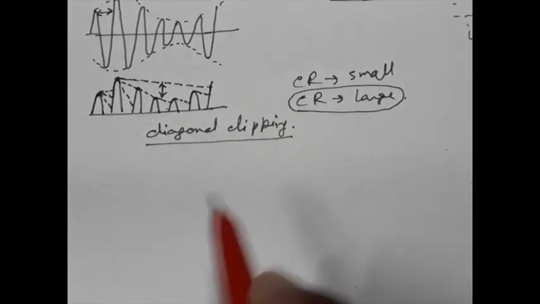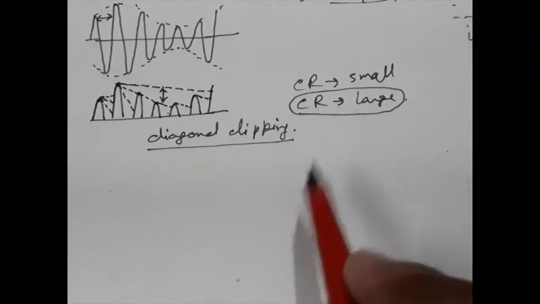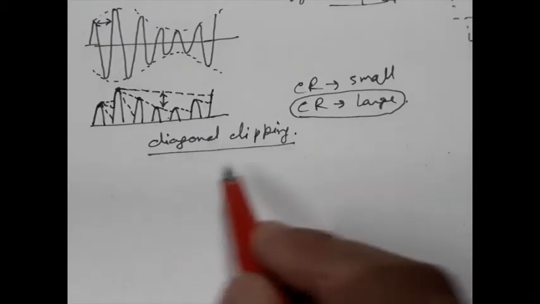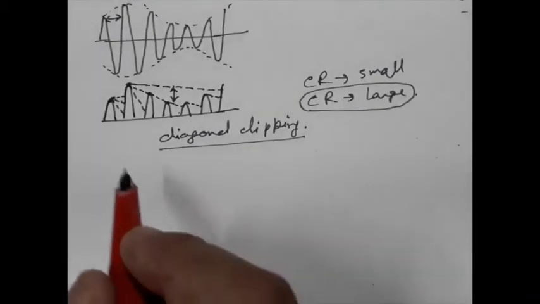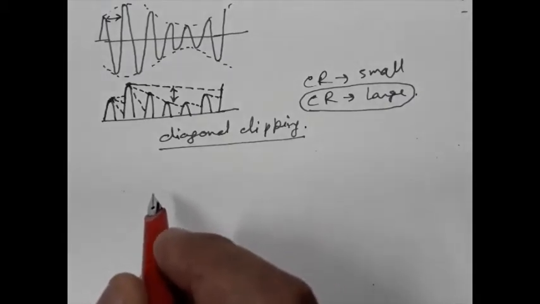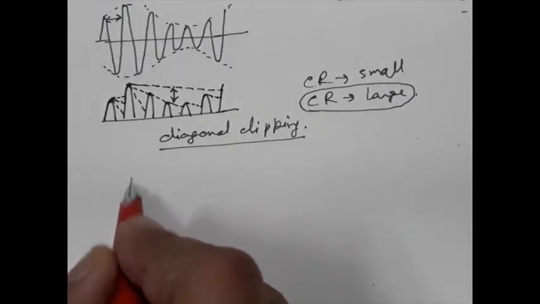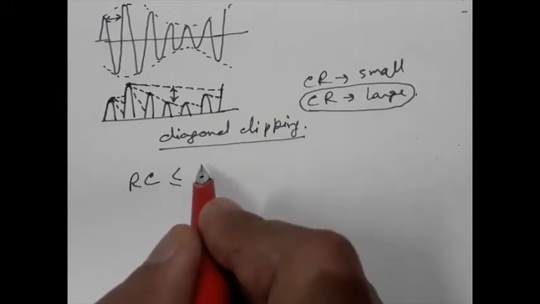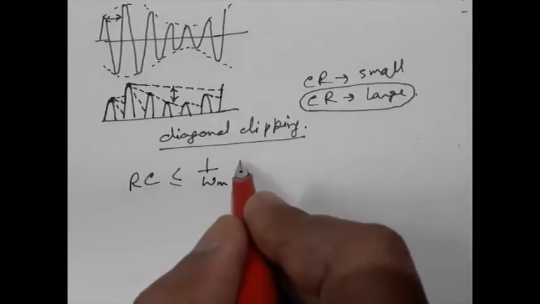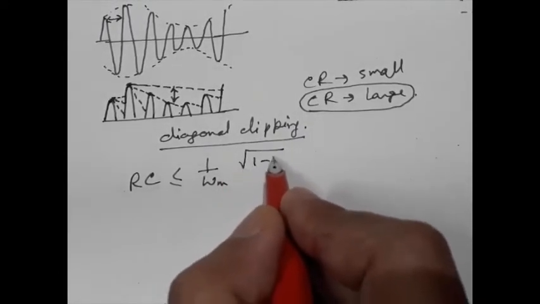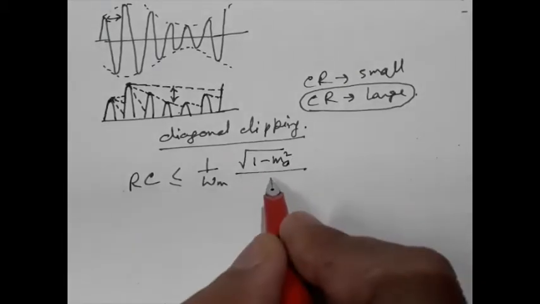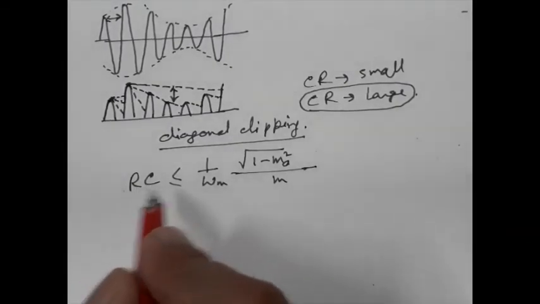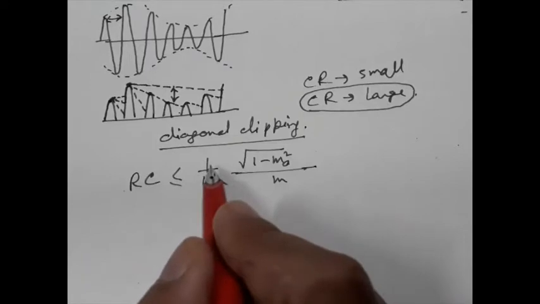To avoid this diagonal clipping, we have to choose the value of R and C properly. Now, to avoid the time consuming mathematical analysis, we can calculate the ideal value of R and C in this way. So RC must be less than or equal to 1 by omega m.